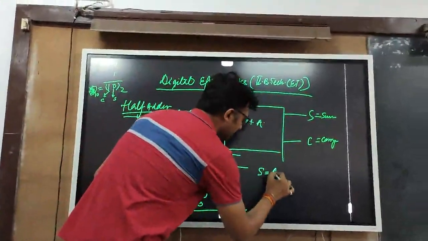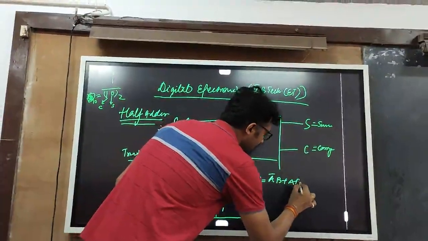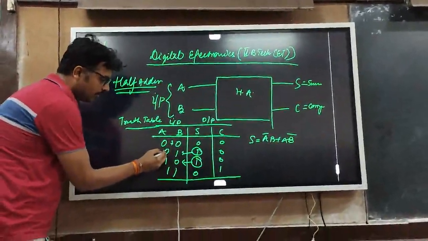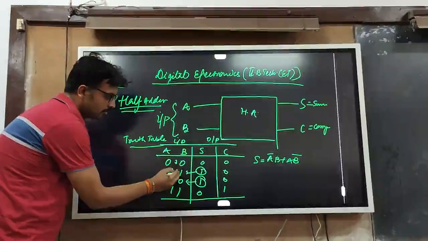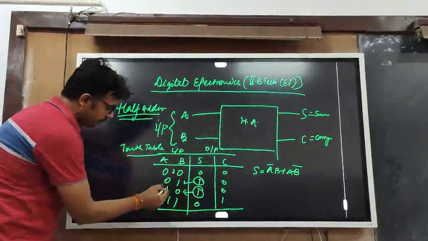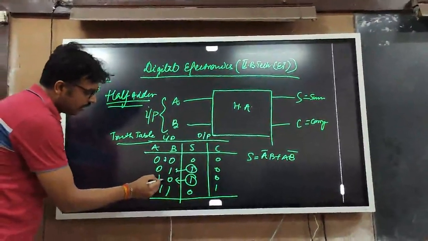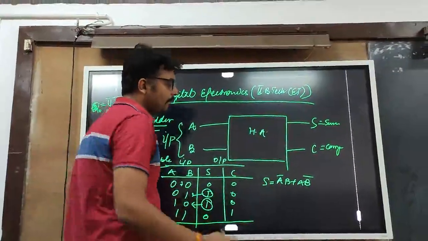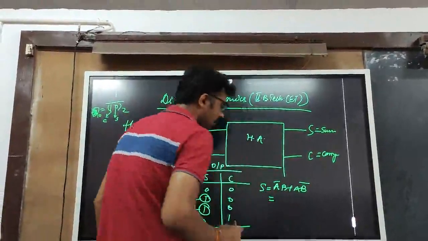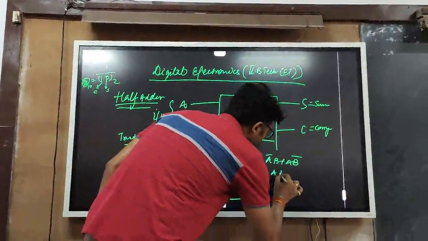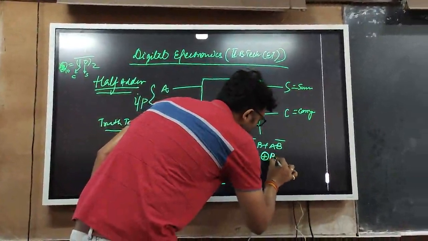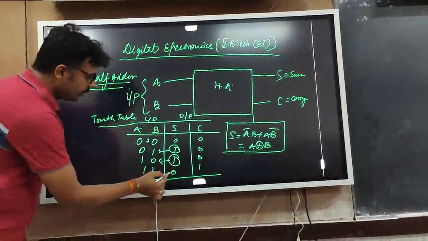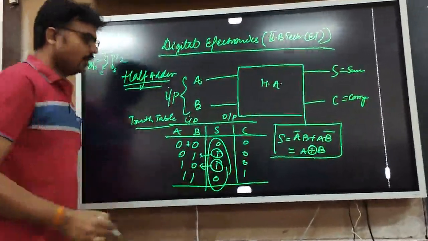This can be written as A bar B plus A B bar. Where A is 0 it stands for A bar, and B is high so B stays as B. Similarly here A is high, so A, and B is 0, so B bar. That's why we are writing here A bar B plus A B bar, and this is also represented as A XOR B. So this is the basic difference between the truth table of XOR and OR.